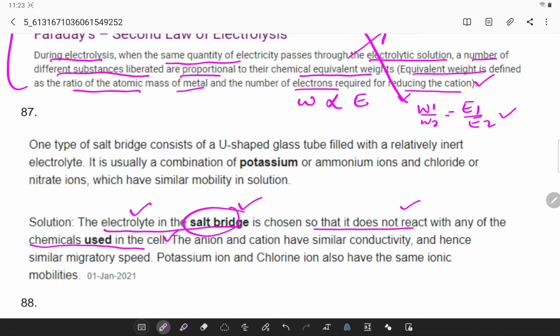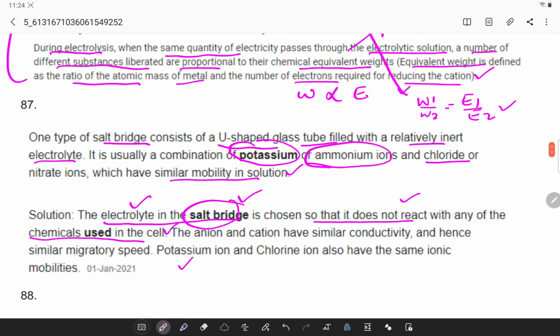That is why the salt bridge basically consists of a U-shaped glass tube filled with a relatively inert electrolyte. The inert electrolyte here is a combination of potassium or ammonium ions and chloride, which have a similar mobility in the solution. So simply remember it is potassium.